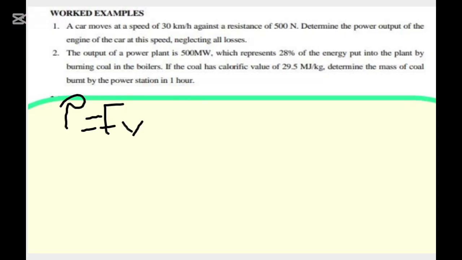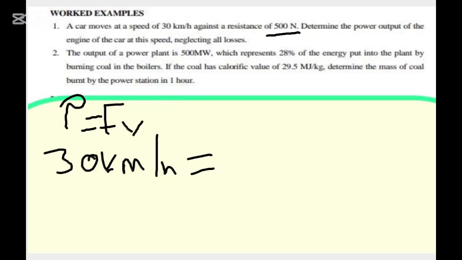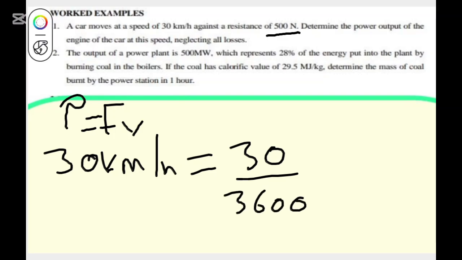the speed. So, as we all know, the value of the force is 500 Newton. So, given the resistance force as 500 Newton and the speed, which is 30 kilometer per hour, I have to convert this to meter per second because it is speed. So this is the same thing as saying I have 30 per hour, which is 3,600.